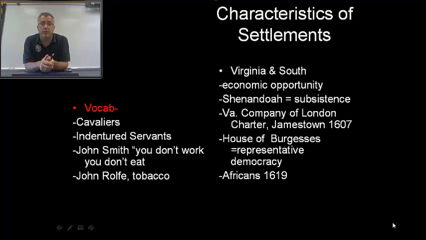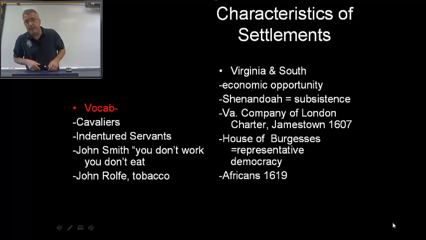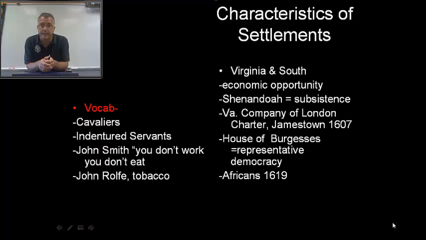Okay, some important vocab and names. John Smith is one of the men that saves the colony when they first get to Jamestown. Again, these are things we're going to expand on in class. He said, if you don't work, you don't eat. So he forced the colonists, the townsmen and the wealthy who came to search for gold, to get off their butts and go out and plant and work and ensure the survival of the colony.